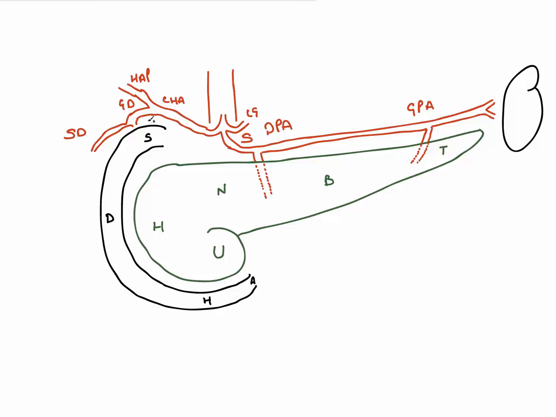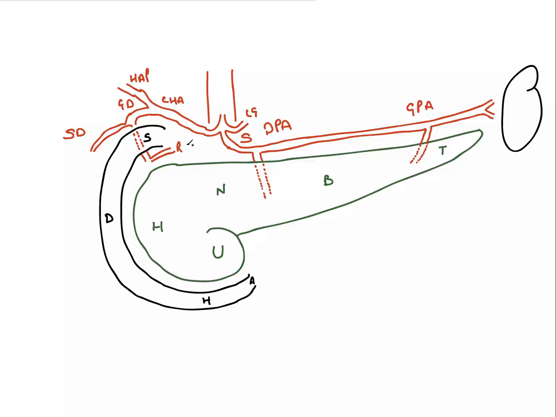The gastro-duodenal artery then descends posterior to the duodenum. So I'll draw again these dotted lines. It runs posterior to the duodenum. It also gives rise to the right gastro-omental artery that supplies the greater curvature of the stomach. And then it gives rise to an important branch known as the superior pancreatico-duodenal artery. And this has two important branches.